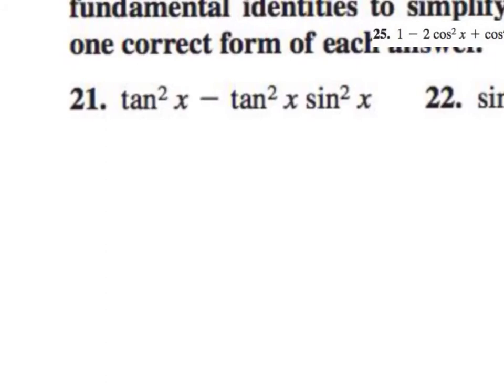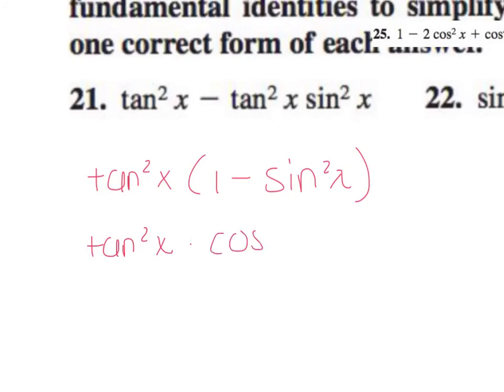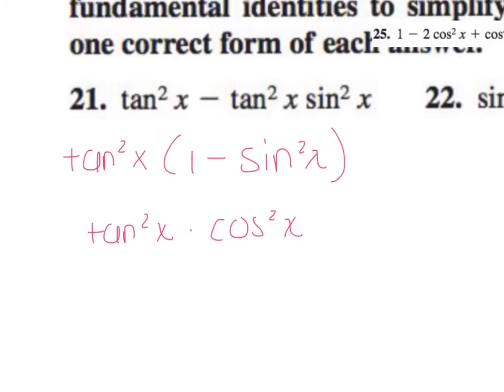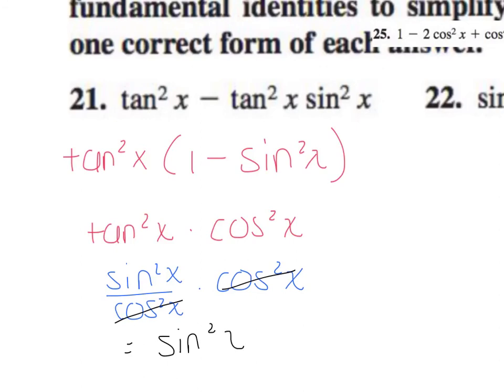For 21, what I want to do is factor out a tangent because that's consistent in both of these terms. So I'm going to factor out tan squared x, and that's going to give me 1 minus sine squared x. Can we identify anything from our identities in this? Good, I have a Pythagorean identity. Right here I have 1 minus sine squared x, and that's equal to cosine squared x. Is there anything else I could substitute here? Good, tangent is sine over cosine. And does anything else reduce here? Yes, the cosines reduce, and our answer is sine squared x.